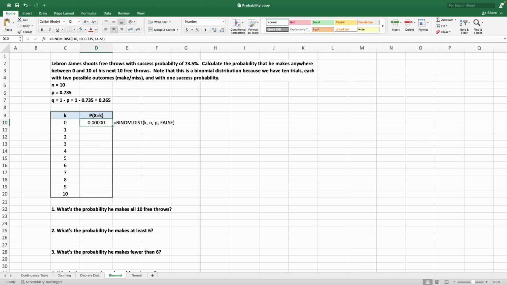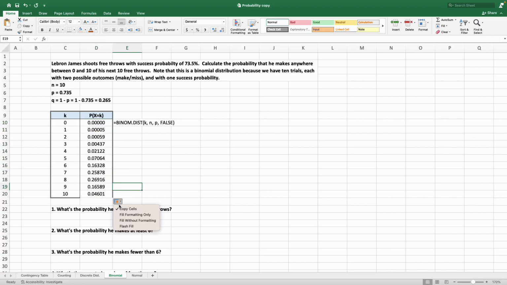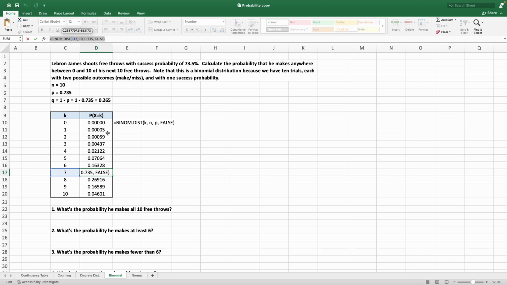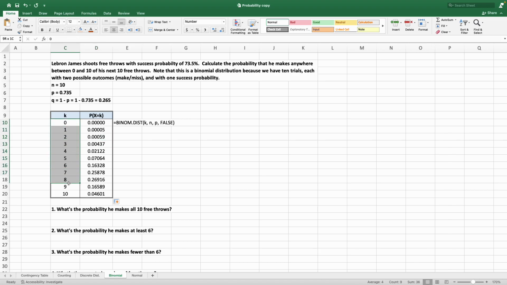And then we're just going to go ahead and drag this down. And we have our probability for each of these. Notice that the only thing that's changing up in the formula bar is the C column. So all we're doing is changing the k value, because the number of trials does not change and the probability of success doesn't change. So we can drag this formula so that only this number is the one that's changing in the formula bar. Again, up here, that's just the C value.